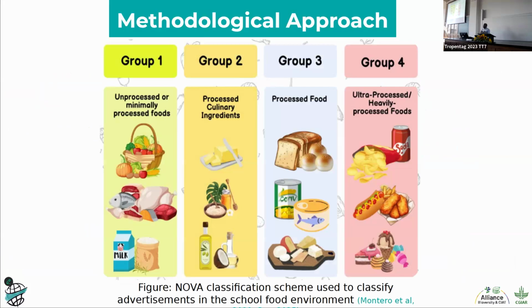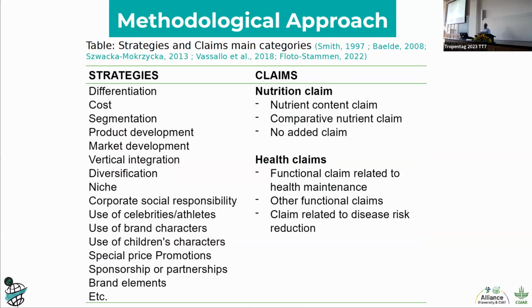Regarding the food group, we use this particular indicator. My colleague Nicanor said just that we are still discussing the relevance of the NOVA classification, but we used this one in this study because with the NOVA classification, we can have at least an idea about the level of processing of the food available. And we use also some recommended classification, I would say, of nutrition claims and also strategies. For example, the nutrition claim and also the health claim.